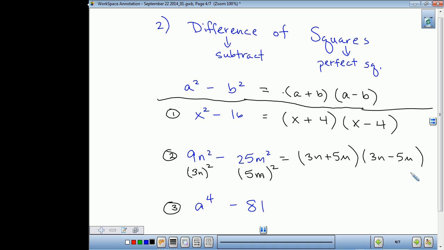Somebody asked me earlier, does it matter whether I put the plus or minus first? What do you think? No, it doesn't. This is exactly the same thing.